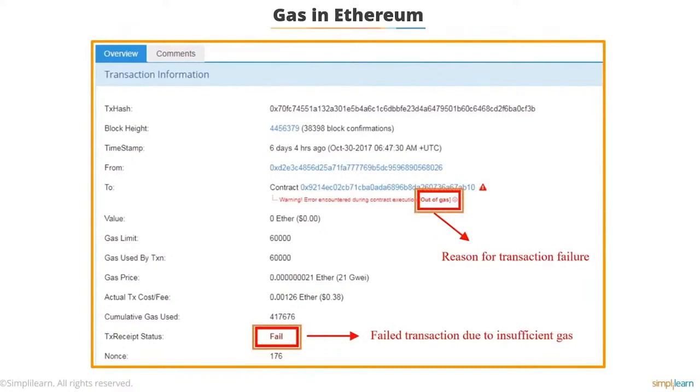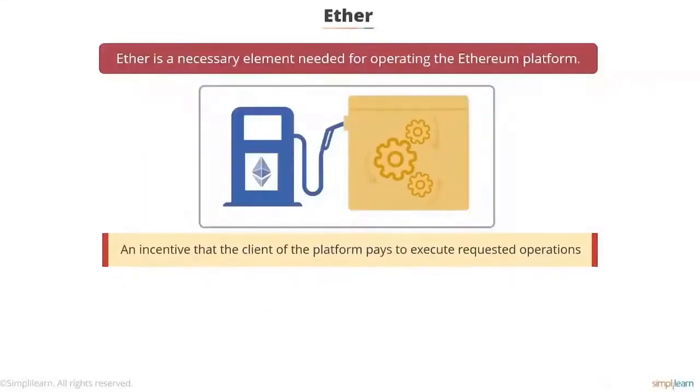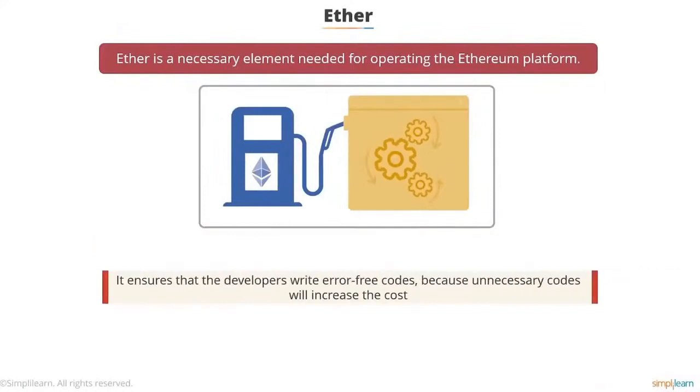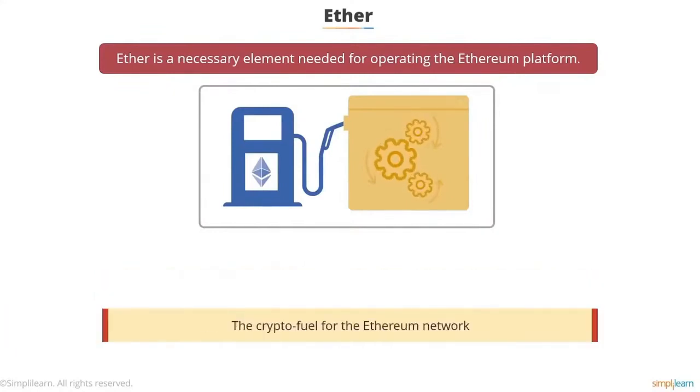Like Bitcoin, Ethereum also has its currency, which is called Ether. It is an incentive that the client of the platform pays to execute requested operations. It ensures that developers write error-free code because unnecessary code will increase the cost. Ethereum is a blockchain-based platform, and Ether is the cryptocurrency that fuels the platform. It is commonly denoted as ETH. Let's have a look at the differences between Bitcoin and Ether.